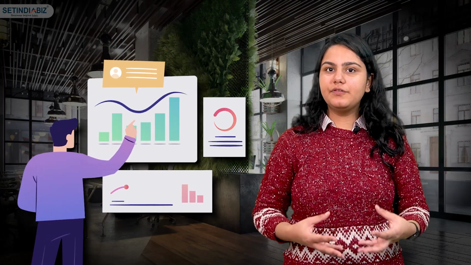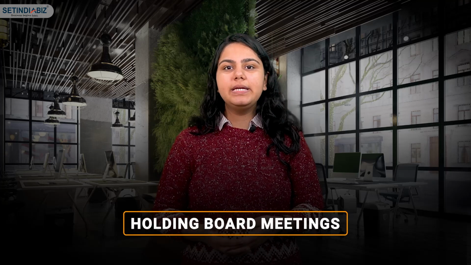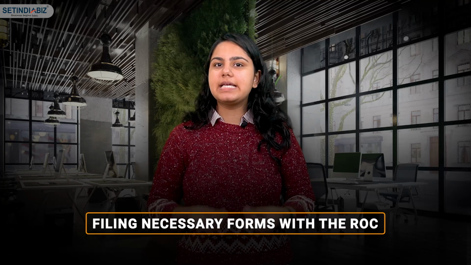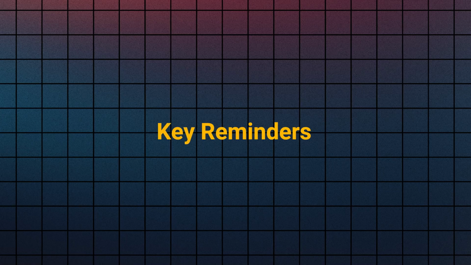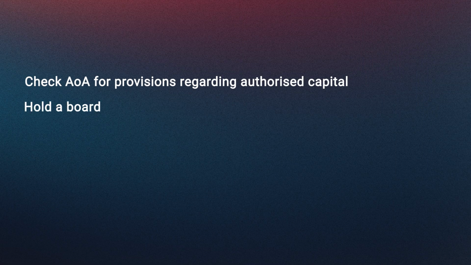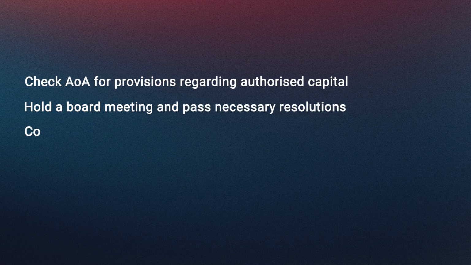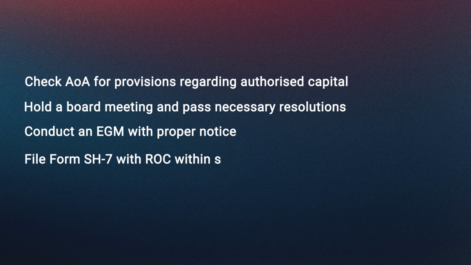Now, lastly, increasing your authorized capital is a significant step towards expanding your business and facilitating growth. By following these steps: checking your AOA, holding board meetings, conducting an EGM, filing necessary forms with the ROC, you can ensure that your company is well positioned for future opportunities. A few key reminders before you go: check AOA for provisions regarding authorized capital, hold a board meeting and pass necessary resolutions, conduct an EGM with proper notice, file Form SH-7 with ROC within stipulated time frames, pay any applicable stamp duties.